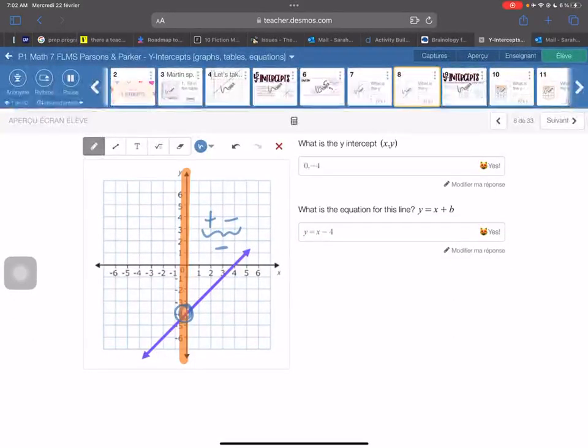So all that you're doing is replacing the b in the equation y equals x plus b. All that I'm doing over and over is replacing that b with whatever number I see on the y-axis.